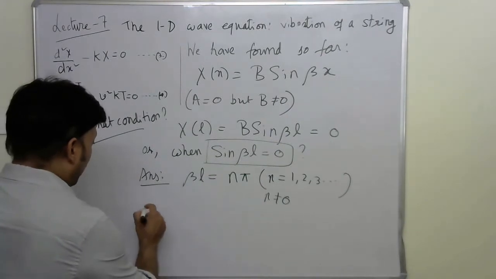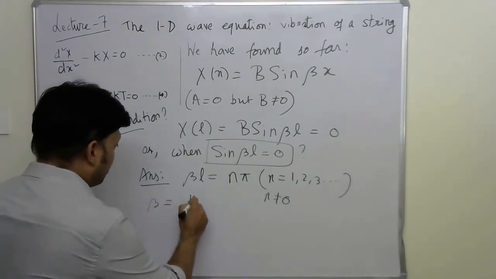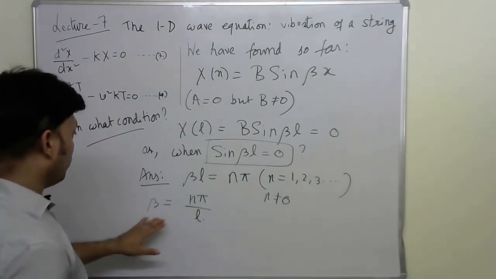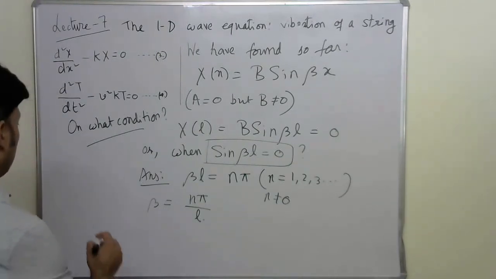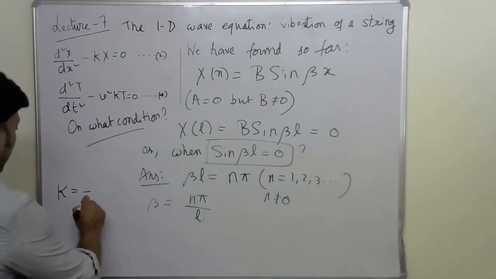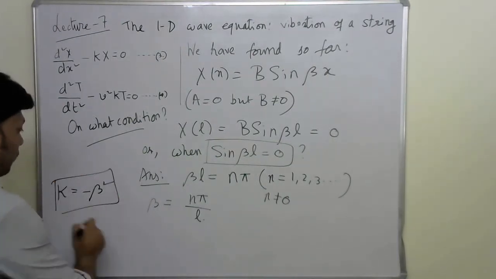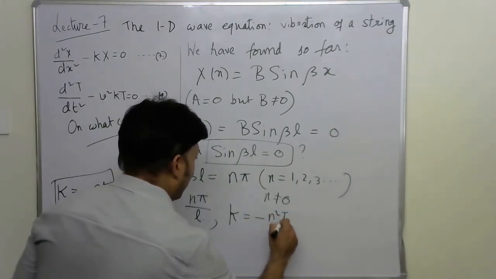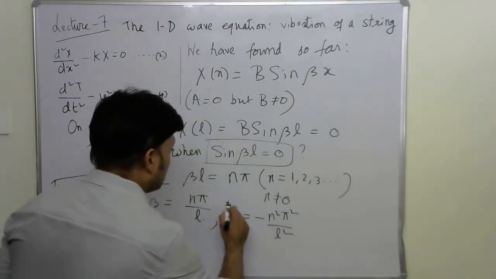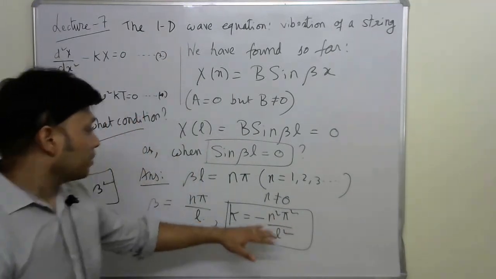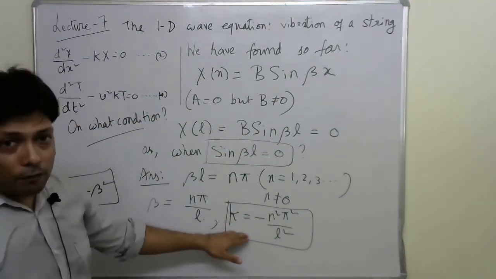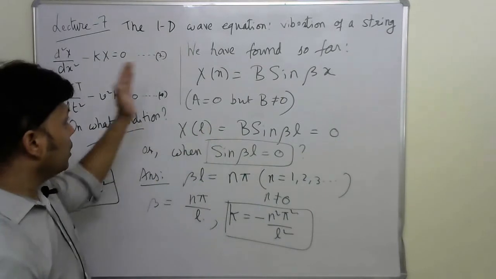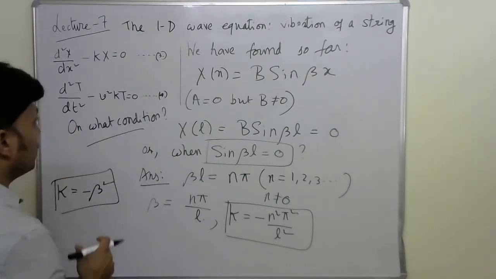So now we can find the value of beta. So beta becomes n pi divided by L. Alright? So from beta we have already seen the value of k. We have assumed that this is negative of beta square, isn't it? So we can also find the value of k from here, that is negative n square pi square over L square. So you see, by the trial and error method, we can finally find the value of that constant k, which is this.